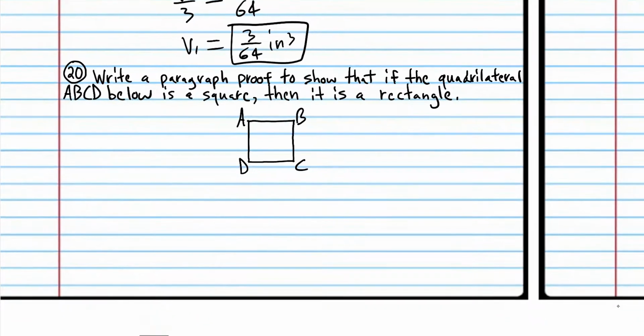All right, we're back. Write a paragraph proof to show that if the quadrilateral ABCD below is a square, then it's a rectangle. So if this is a square, prove that it's a rectangle. So we'll start with the given information. It is given that ABCD is a square.